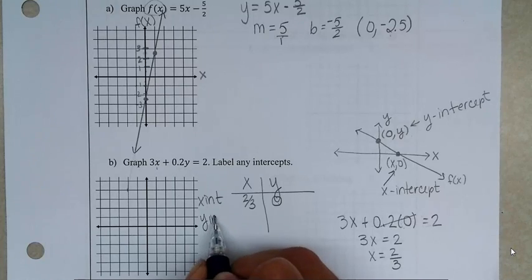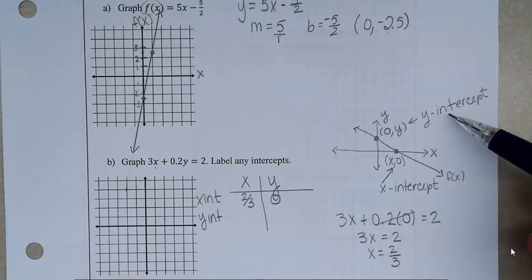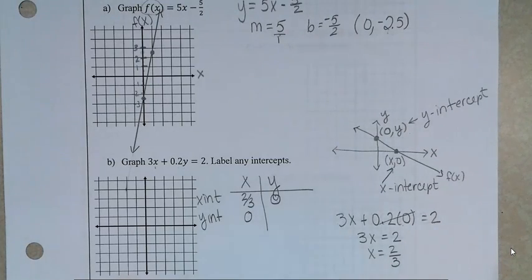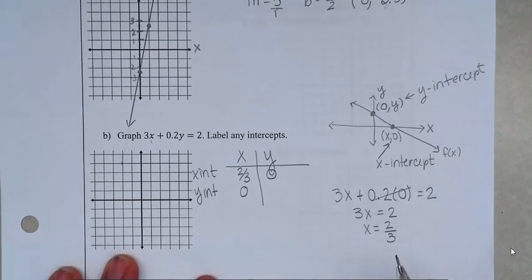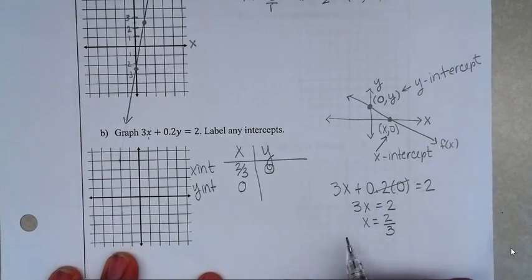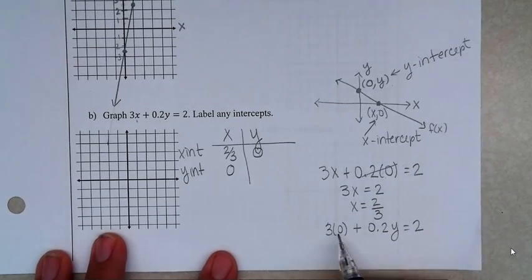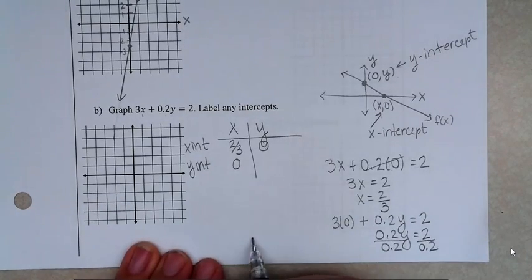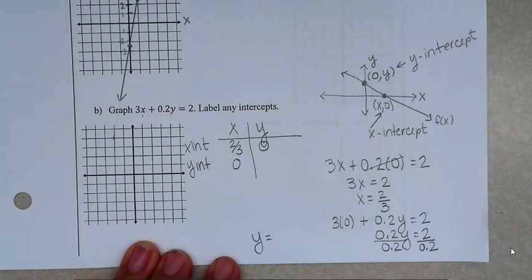For my y-intercept, I'll do the same thing. Now, on my y-intercept, what's 0? My x's, right? So I can plug 0 in for x, and then I'll figure out what my y-intercept is from there. So same thing, I'm going to plug 0 in for x. So I get 0.2y equals 2. Divide both sides by 0.2. So y equals 10.